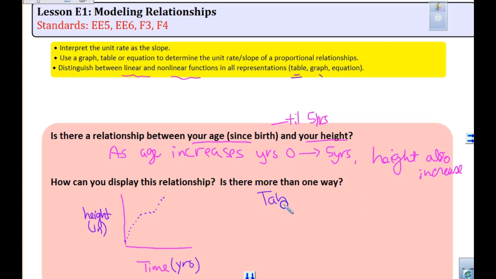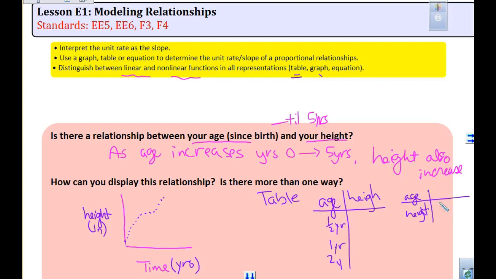If we wanted to show this in a table, we might say our age, and then we might have our height. So you could have a table this way where you put your ages down, and you might have half a year, right? Then you would have 1 year, and then when you're 2 years old. Drawing this on yours, we could have our table also going this way where we have age and height written this way.